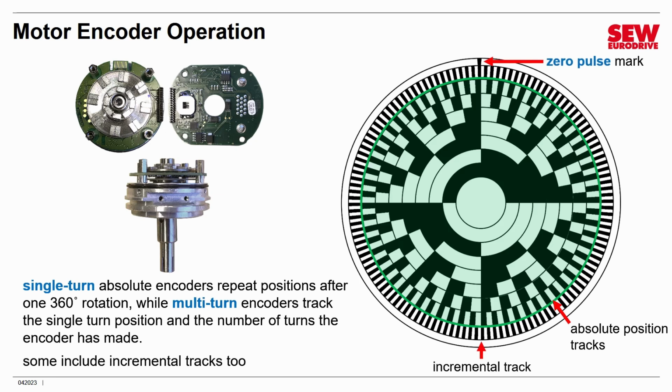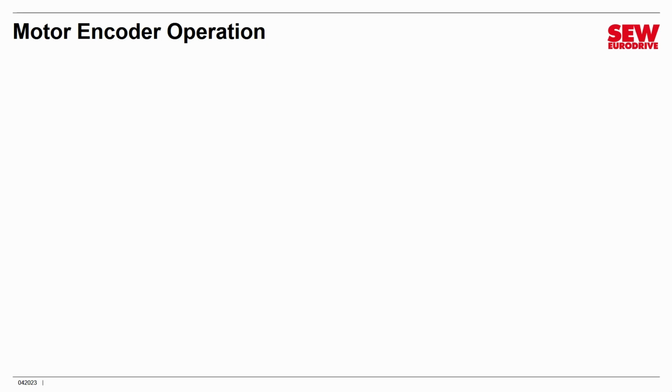The outer section of the track is a regular incremental track, which can be used for speed determination, and the zero pulse mark may or may not be present there as well. So absolute encoders can do everything an incremental encoder can do usually, but they're definitely more costly, so many applications don't include them. Finally, I'd like to mention a third way that you can determine position.